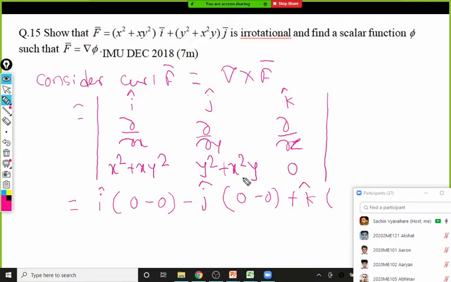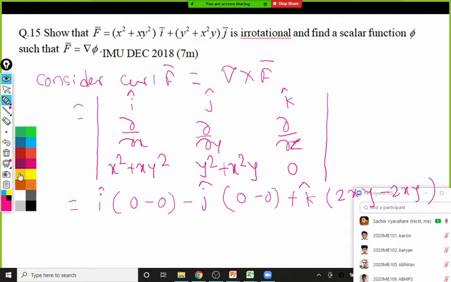The derivative of f2 with respect to x is 2xy. And the derivative of f1 with respect to y, again that 2xy, should be minus 2xy. It will always happen that these components cancel each other. So in this case only the last component exists, and you get curl f bar as a 0 vector.